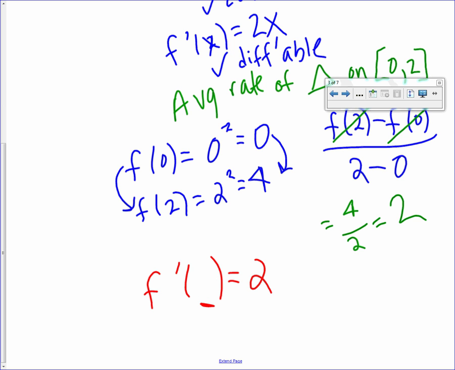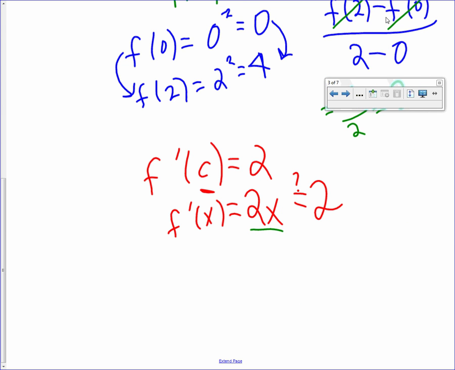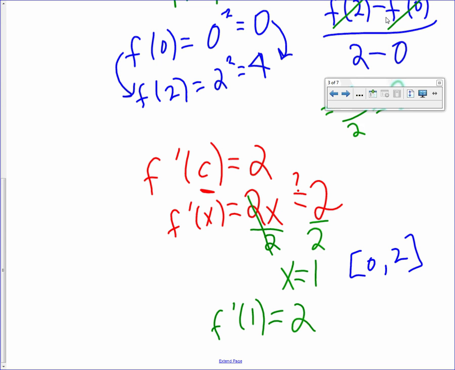We're actually going to use the letter c. There's some point c that has a derivative of 2. So the derivative of the function is 2x. And we want to know, hey, for what value of x is the derivative equal to the average rate of change? So doing a little algebra here, we see that at 1, the derivative of the function is 2, which was the average rate of change. And notice that 1 is in the interval from 0 to 2. That's what the mean value theorem says. That answer has to be on that interval.